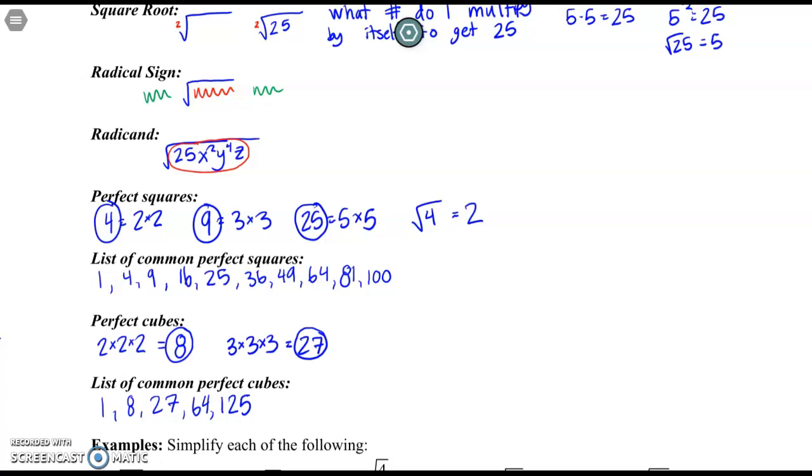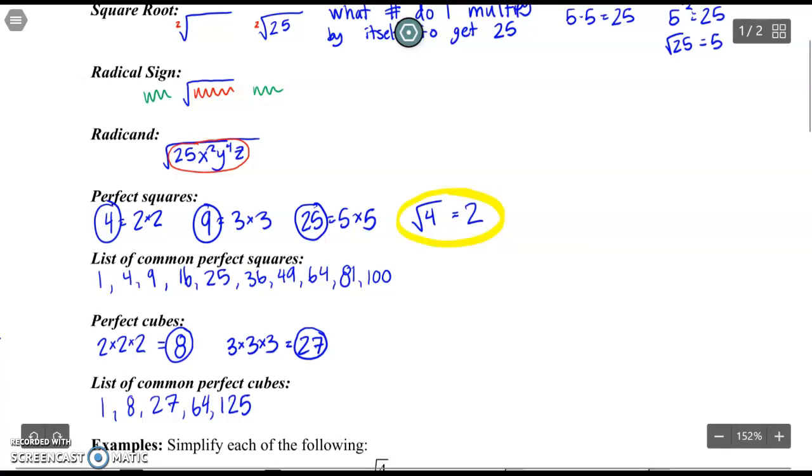So let's talk about why we care about perfect cubes. One reason we care about perfect squares is because if we take the square root of a perfect square, it's really easy to figure out what the answer is, just like when we took the square root of 4 in a previous example. Perfect cubes are really nice because if we take the cube root of any perfect cube, we're just going to get an integer number.